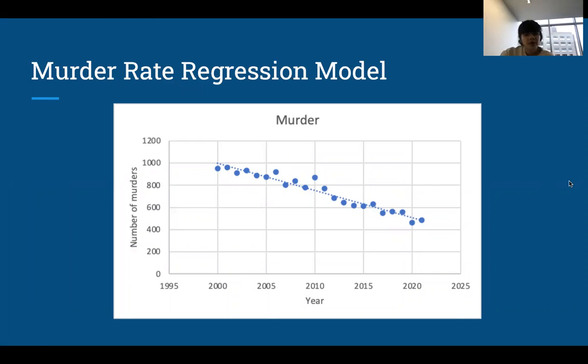So the murder rate regression model shows the number of murders, the highest one being 960 in 2001 and 462 in 2020. That was because of the coronavirus. The regression model shows a negative correlation between the years and the number of murders, with a regression rate of 0.9, which shows that as the years pass by, the number of murders are decreasing.